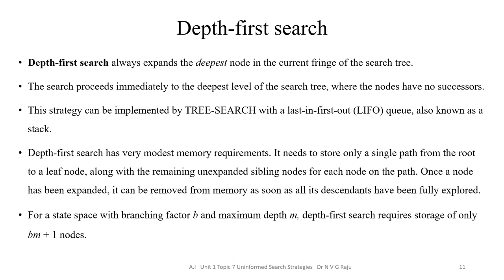DFS always expands the deepest node in the current fringe of the search tree. The search proceeds immediately to the deepest level of the search tree where the nodes have no successors. DFS uses LIFO as data structure, that means a stack. DFS has very modest memory requirements. It needs to store only a single path from the root node to a leaf node. For a state space with branching factor b and maximum depth of m, DFS requires the storage of only b multiplied by m plus 1 nodes.